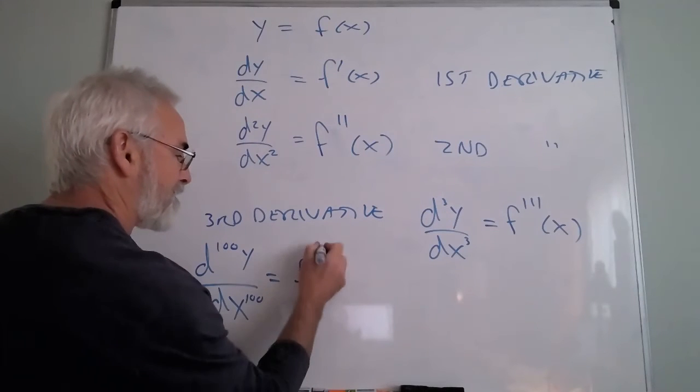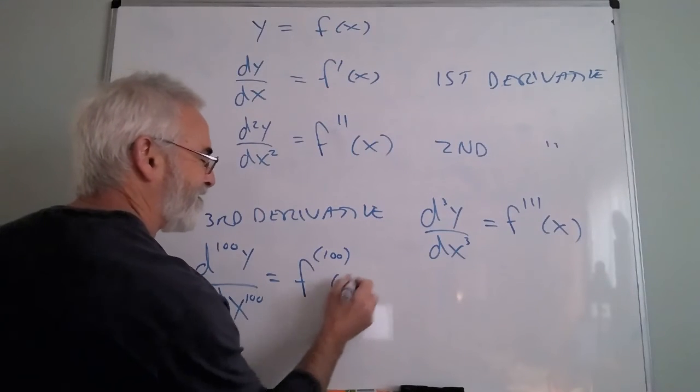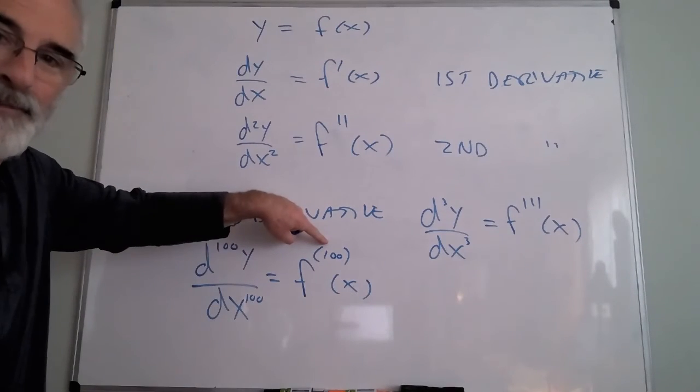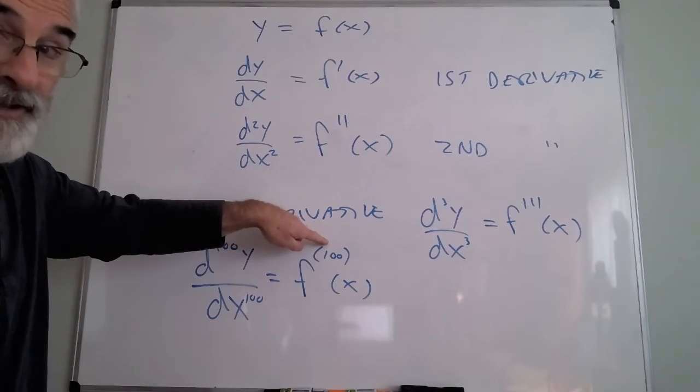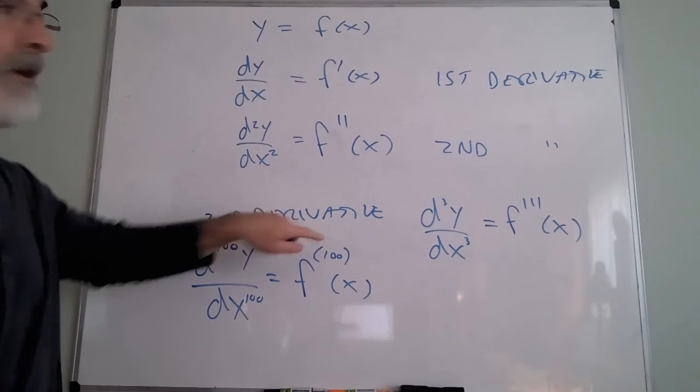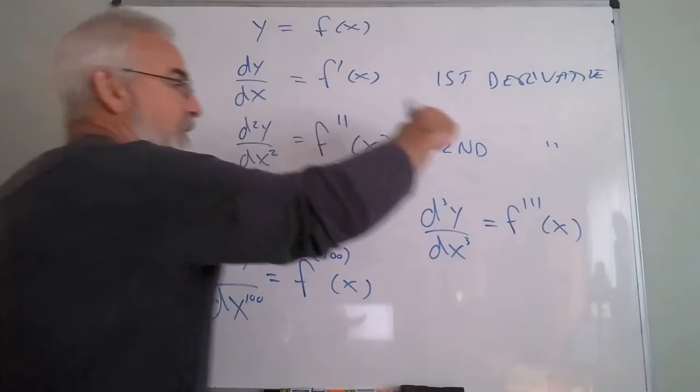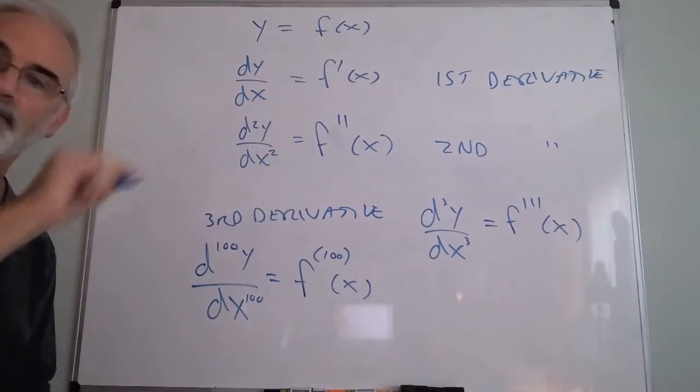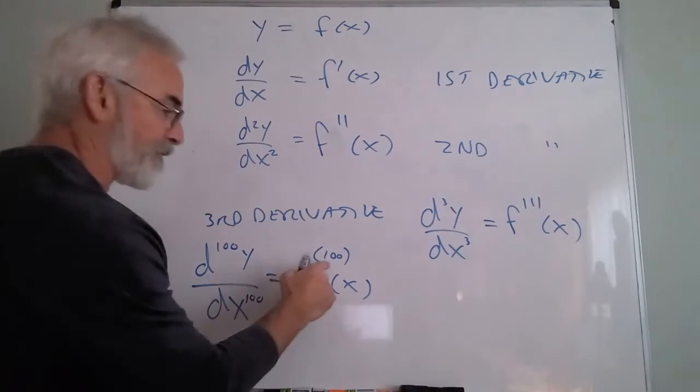So we write it like this. We just put it in parentheses up here. That's not an exponent. That means how many times you took a derivative. So when it's first derivative, second derivative, even third derivative, we use the little slash. Anything bigger, we'll just put the number there.